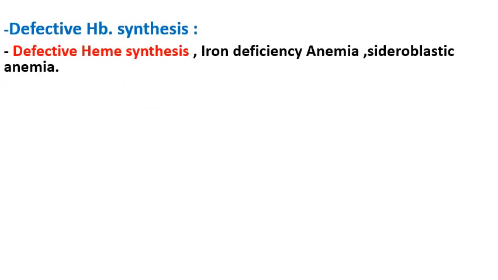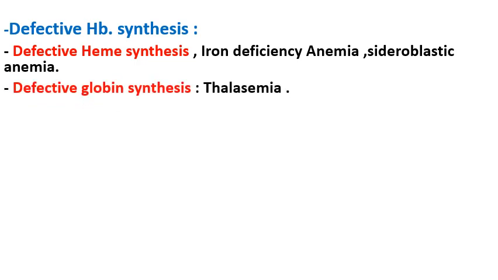When there is defective hemoglobin synthesis, it's either defective in the heme synthesis, as in iron deficiency anemia, which is seen with poor iron intake, poor food in poor communities. Also can be seen in certain ulcer, and when there is disease in the GI tract, as in peptic ulcer, bleeding ulcer, or tumor in the colon or tumor in the stomach. All of these might lead to iron deficiency anemia. As well, the other cause of defective heme synthesis is sideroblastic anemia.